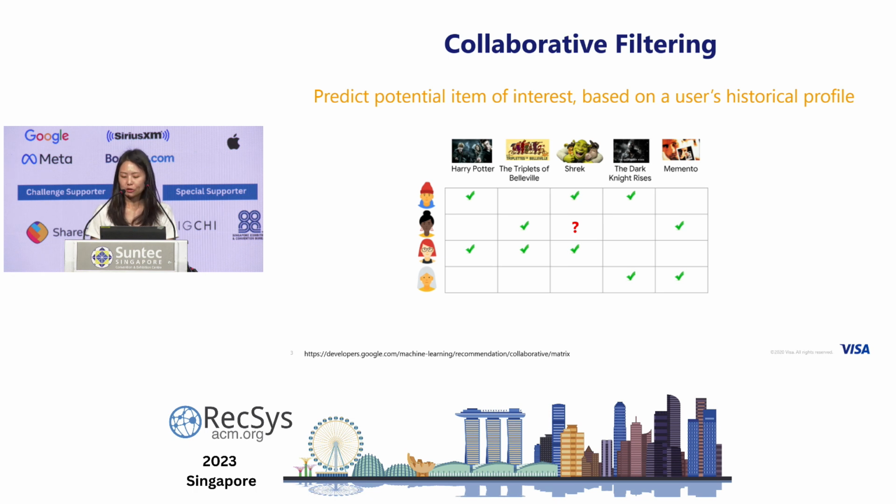So collaborative filtering is a widely used technique in recommender systems. It plays an essential role in addressing the information overload problem for users. And the main idea of collaborative filtering is that since users tend to have similar preferences, their opinions and behaviors could be utilized to make recommendations in the future. So in other words, the goal here is to predict potential items of interest based on a user's historical profile.